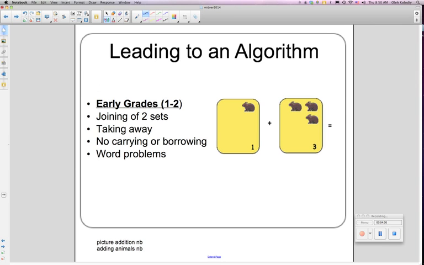We looked at how to teach addition and subtraction of numbers, eventually leading to an algorithm. So let's review how we did that. You begin teaching addition as the joining of two sets. So for example, a set of 1 and a set of 3, you put them together, and you have 4 rabbits. Initially, these experiences should involve no carrying or borrowing, which means the numbers should add up to less than 10. You should do word problems. You could also take away things from a set.